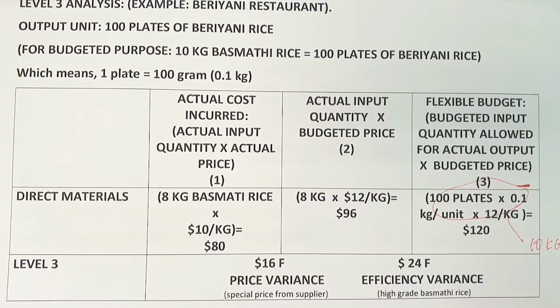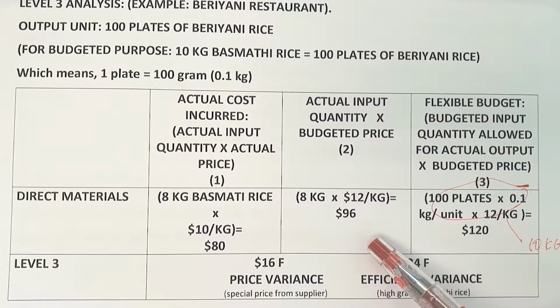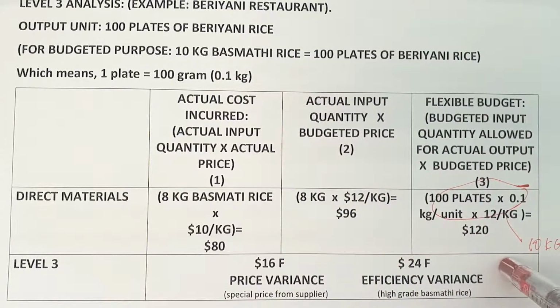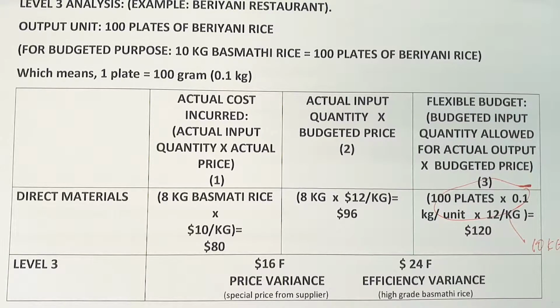But in the case that we use high quality basmati rice, just by using 8 kg of basmati rice is enough for us to produce up to 100 plates of biryani rice. This is because high grade basmati rice normally can expand longer and bigger. So the quality of basmati rice really matters.